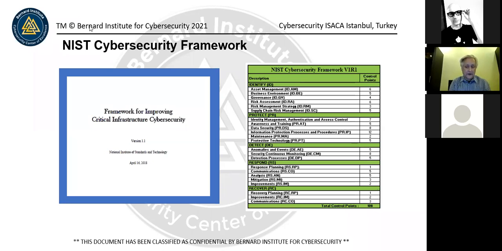So under identify, you have asset management, business environment, governance, risk assessment, risk management, supply chain management. Each of those has to have some kind of a procedure on how to handle the respective control points. For instance, under asset management, there are 6 different control points that need to be implemented to make sure that the procedure is complete and addresses all the basic requirements. I'll talk about that a little bit more in a minute.